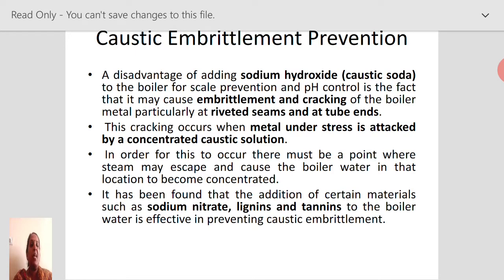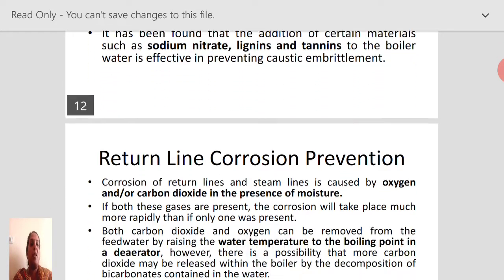So this cracking occurs when metal under stress is attacked by a concentrated caustic solution. In order to tackle this problem, we will add certain minerals like sodium nitrate, lignins and tannins to the boiler water, so that it prevents the caustic embrittlement.